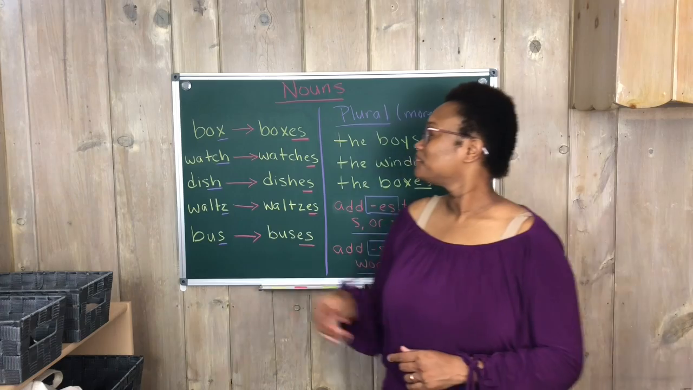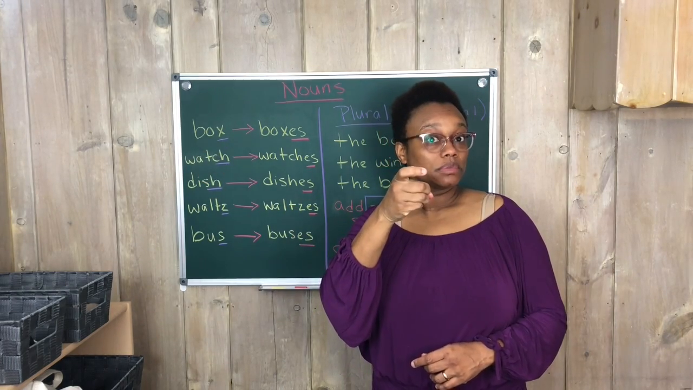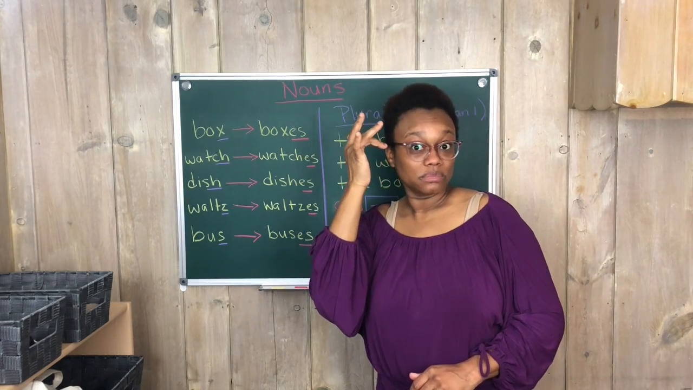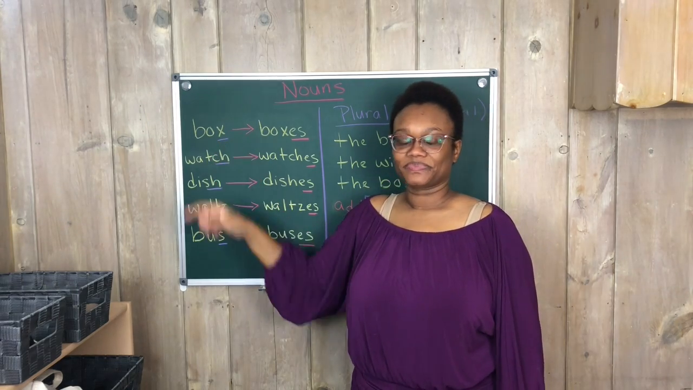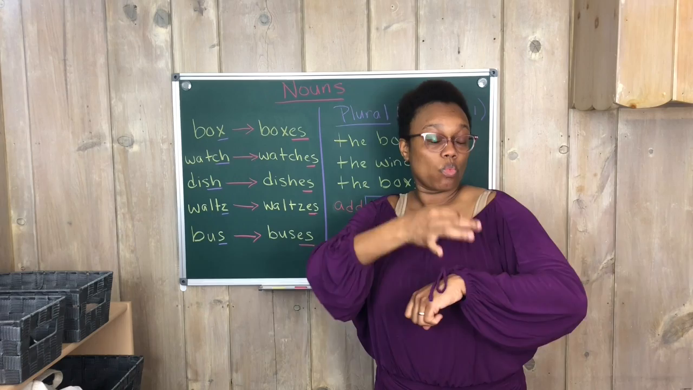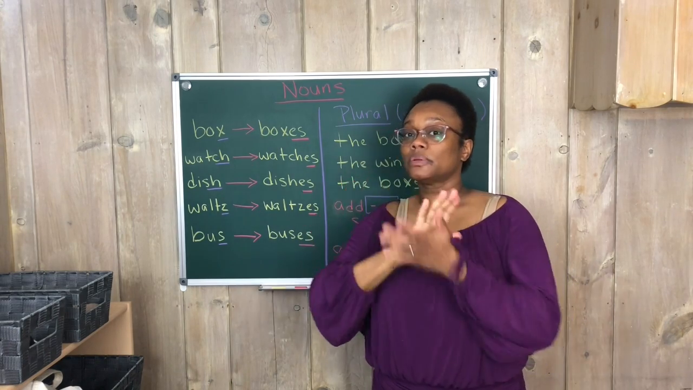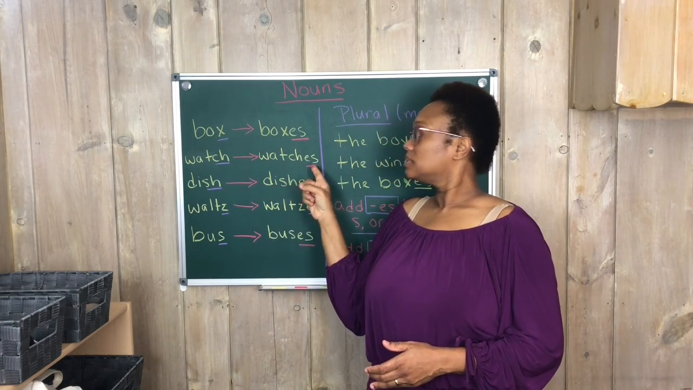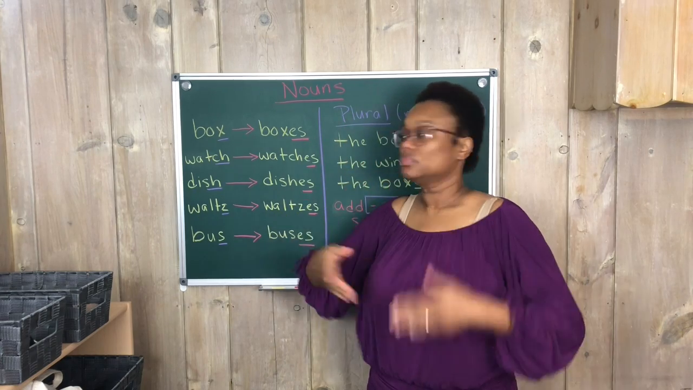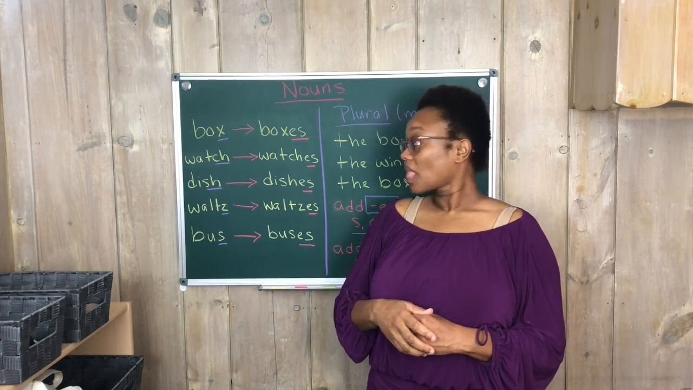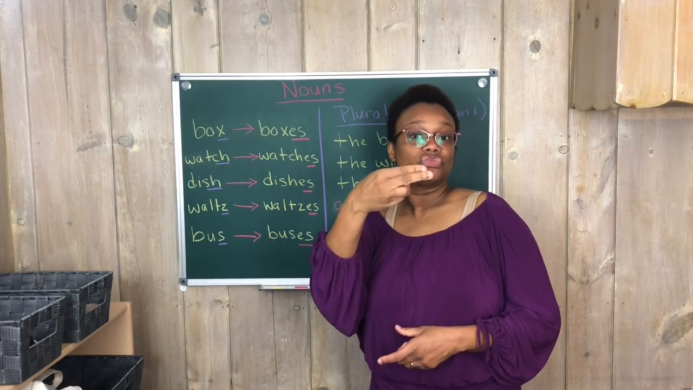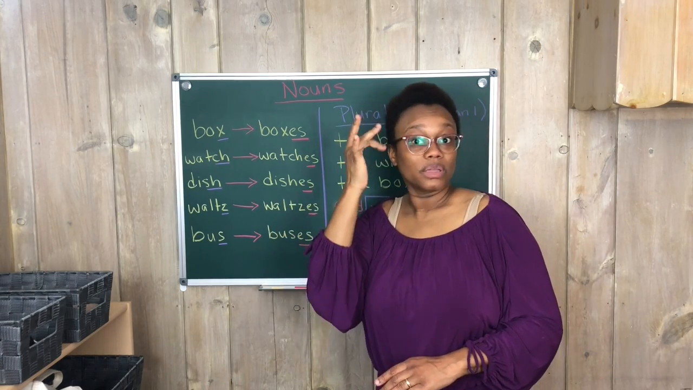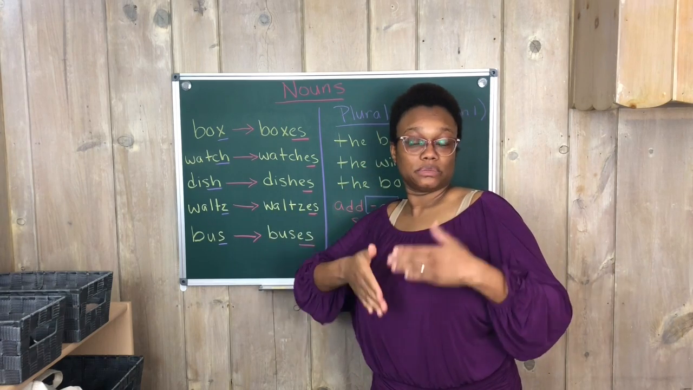Some more examples of plural nouns. So box becomes boxes with an ES. Why? Because there's an X at the end of box. Watch, WATCH, becomes watches with an ES at the end. Why? Because it ends in a CH. Dish, DISH, becomes dishes with an ES because it has an SH at the end.